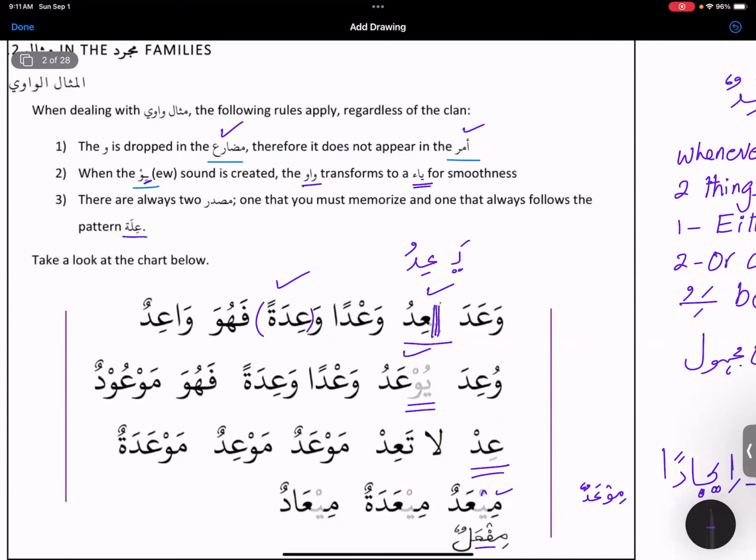So whenever we see an amr with two letters, we should know that this is coming from misal wawi. So Id, la ta'id, and then mau'adun or mau'idun or mau'adatun. Right? So what is that? What siga is it? Zarf. So three zarf, right? So we need to remember one: the middle root letter, one with fatha, one with kasra, and the third one with ta marbuta.